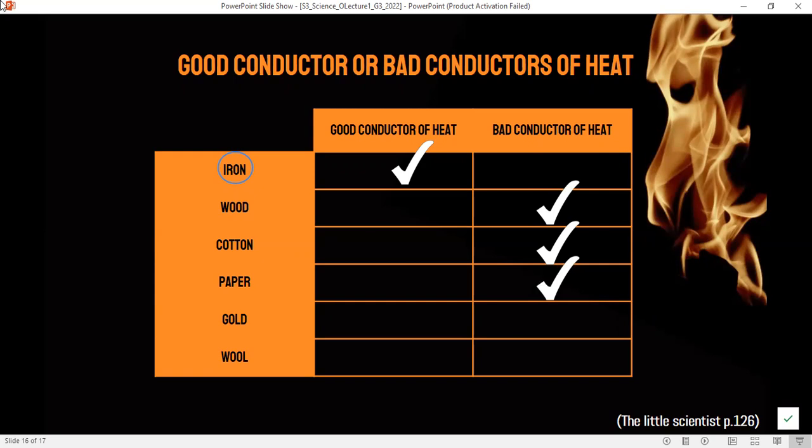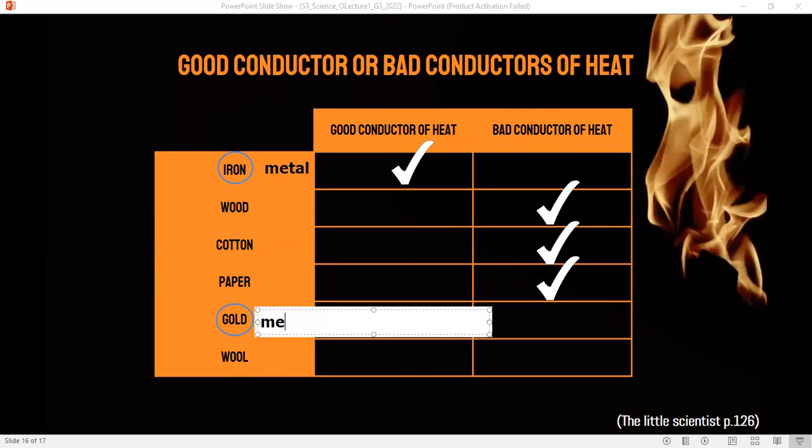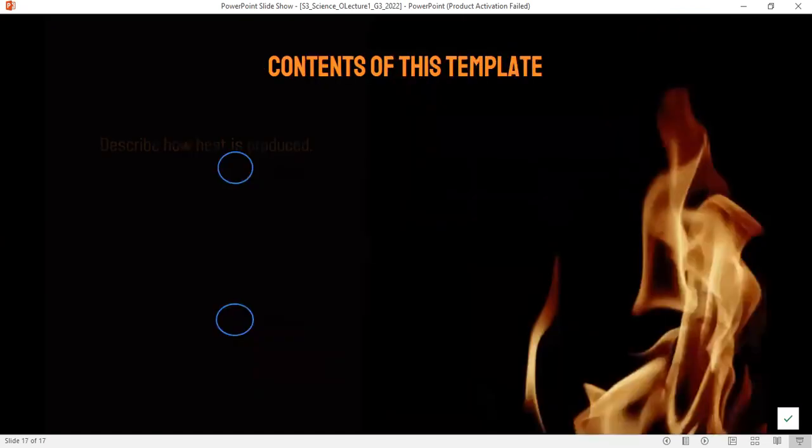Gold. Gold is a metal also. Iron is a metal. Gold is another metal. So yes, it is a good conductor of heat. Wool. Wool is also used to make winter clothes. It's not a metal, so it is a bad conductor of heat.